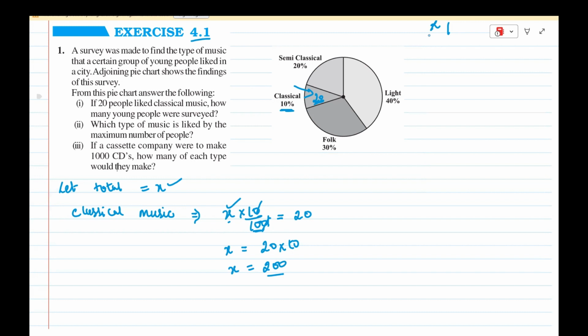Correct? Now see, this is the first question, and let's see the second. What type of music is liked by the maximum number of people? See, they are asking for the maximum number of people. The number is in proportion to the percentage. So if the percentage is highest, the number will also be highest, correct? So from the pie chart, you can see 40% of the people like light music.